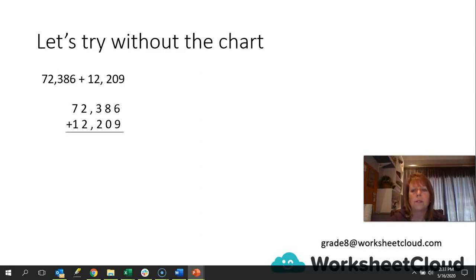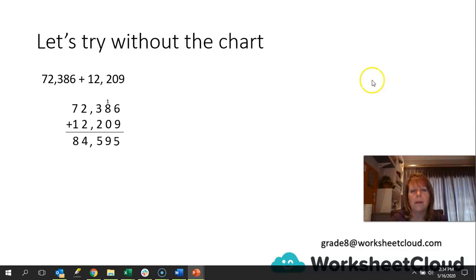Right, put in our equal sign. 6 plus 9 gives me 15, so I've got to put down the 5 and carry the 1 above the 8. That doesn't give you 18. It's now become hundredths in this case. So it's 8 hundredths plus 1 hundredth will give us 9 hundredths. Then it's 3 plus 2, which will give me 5. Don't forget your comma. 2 plus 2 is 4, and 7 plus 1 is 8.